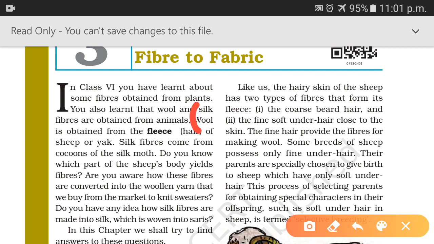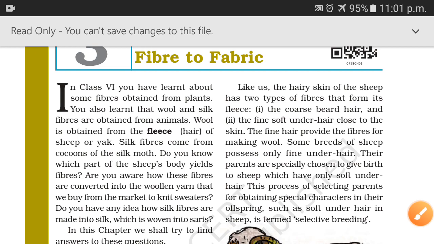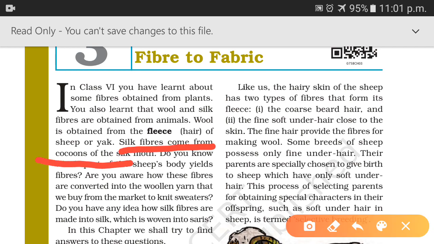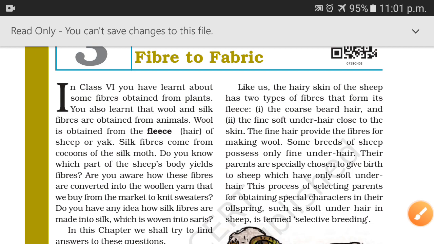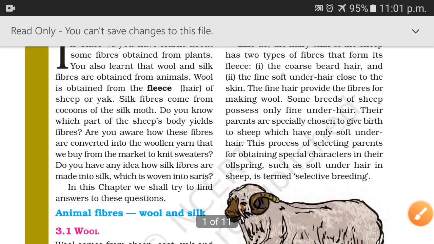This question can come for 1 mark in the exam from this chapter. From where do we obtain wool? Wool is obtained from fleece of sheep or yak. Then silk fiber comes from cocoons of silk moth. Now do you know which part of the sheep's body yields fibers?